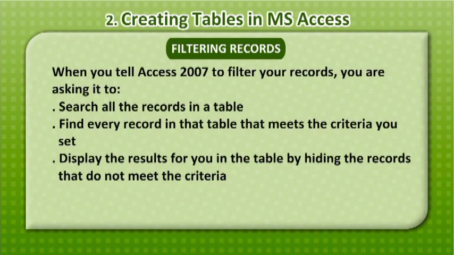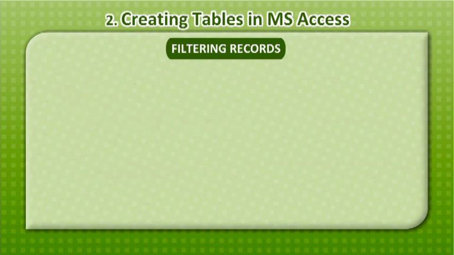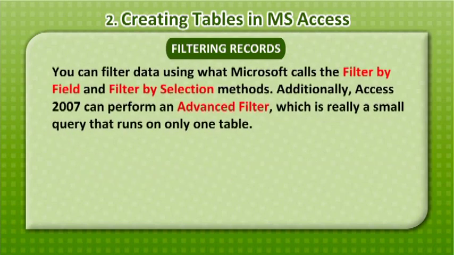Filtering records. When you tell Access 2007 to filter your records, you are asking it, search all the records in a table, find every record in that table that meets the criteria you set, display the results for you in the table by hiding the records that do not meet the criteria. You can filter data using what Microsoft calls the Filter by Field and Filter by Selection methods. Additionally, Access 2007 can perform an advanced filter, which is really a small query that runs on only one table.